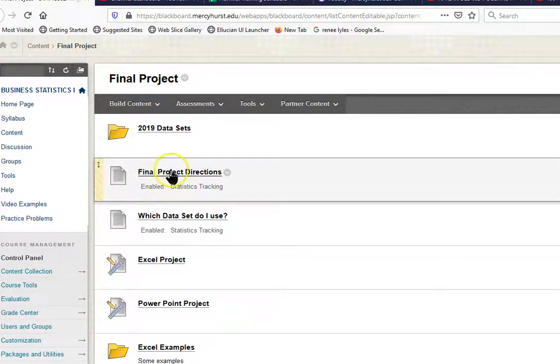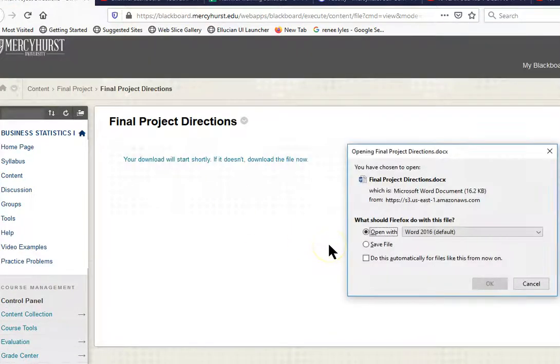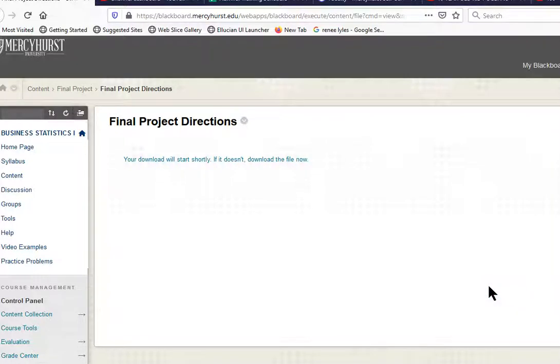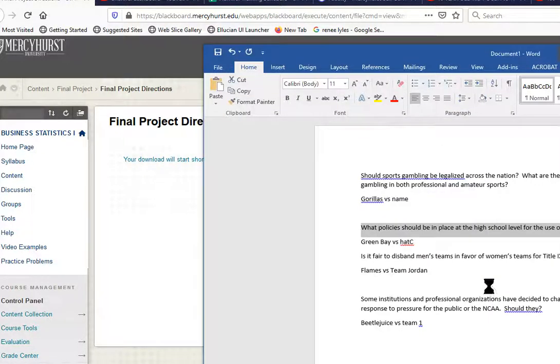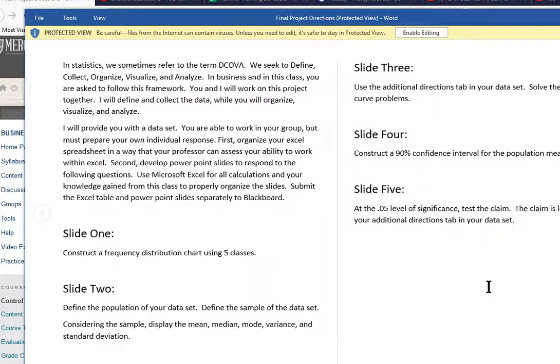Okay, so here's the directions. Okay, and we'll tell you a little bit more. You'll be able to see this stuff pretty soon here, but with the directions, you're gonna take your data, okay, and you're gonna convert it into five slides. Okay, is it 5 slides? It is 5 slides. Okay.